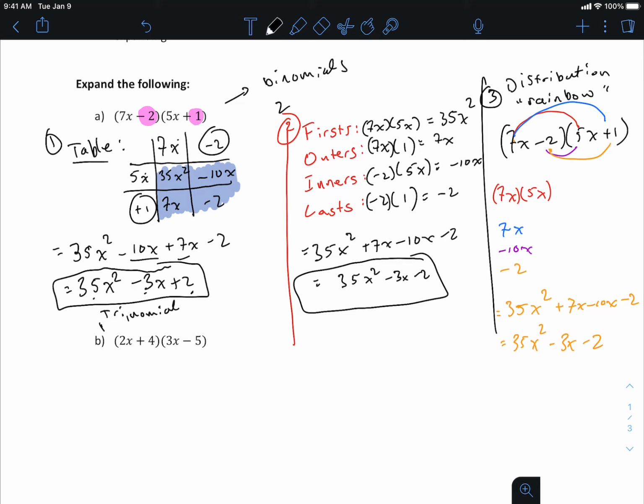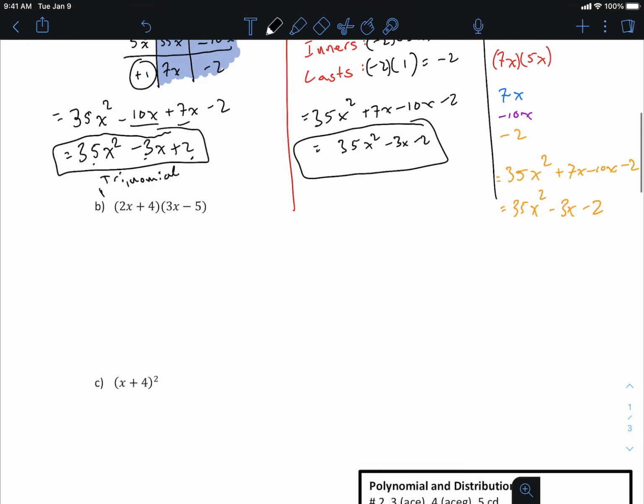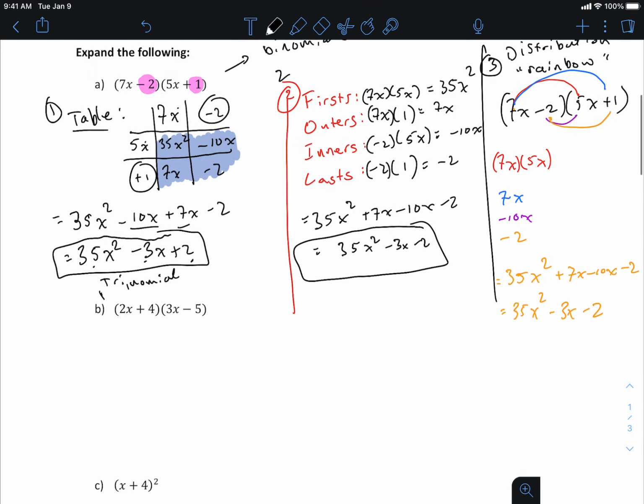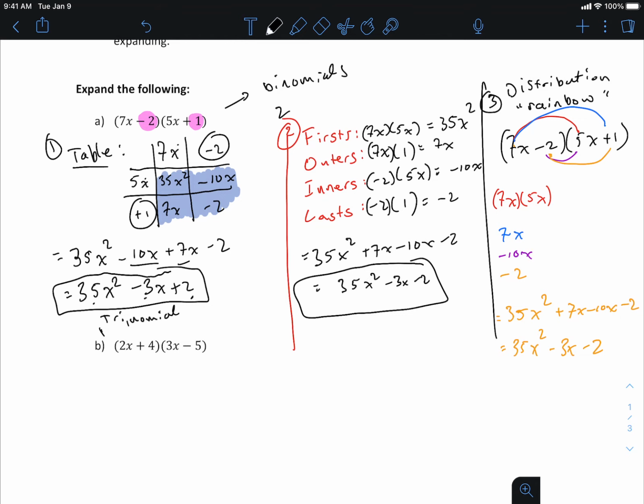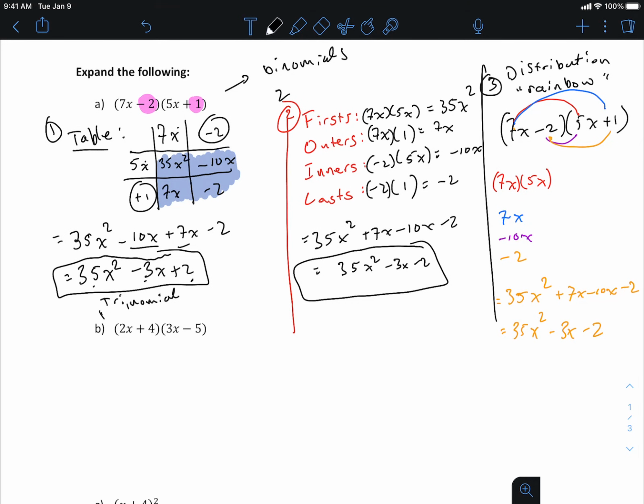Oopsies. There you go. Okay, so I'll do the table method for this one, and then maybe I'll do FOIL or distribution in the next one, okay? So let's just write it out again as a table. You take each piece, this is the length, and that's the width, right? Let's write them out. 2x plus 4, 3x minus 5.